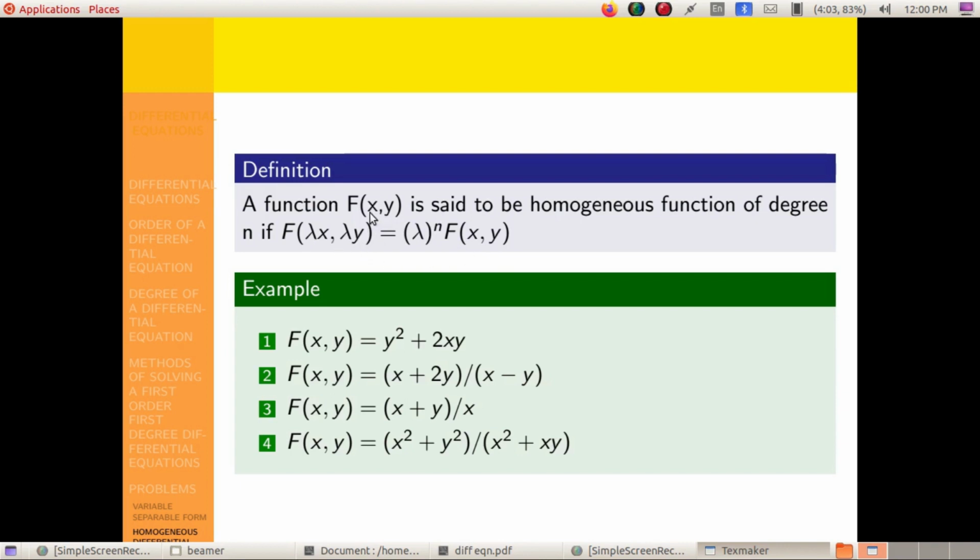That is, when we replace x by lambda x and y by lambda y, we can take lambda raised to n outside. Then this f of x, y is said to be a homogeneous function of degree n.